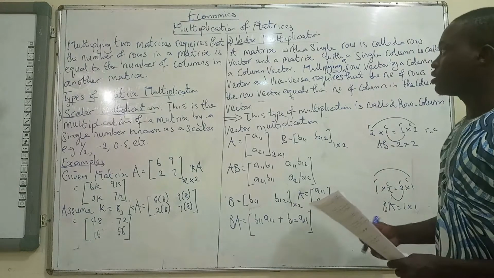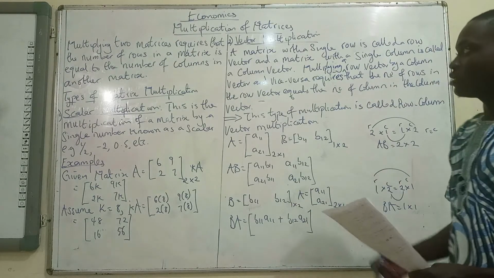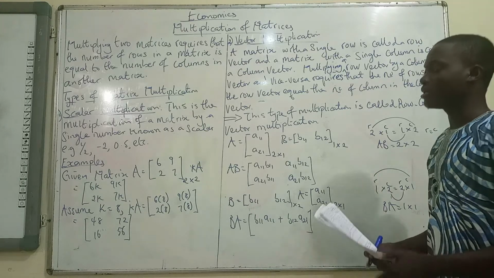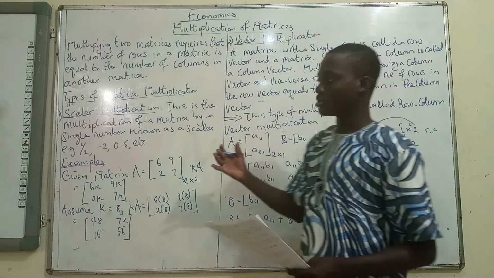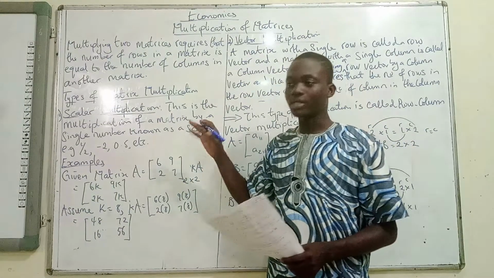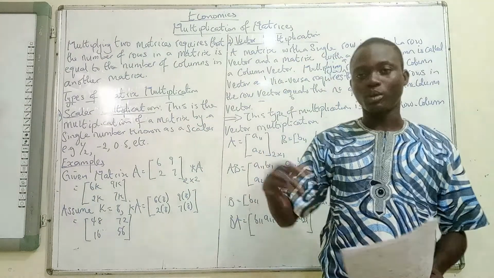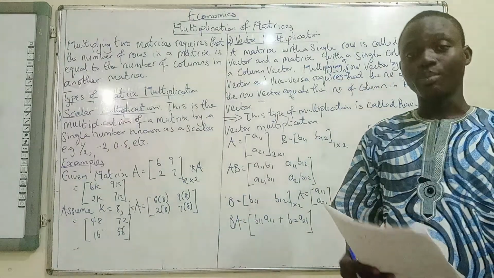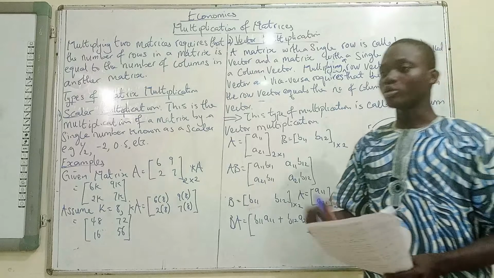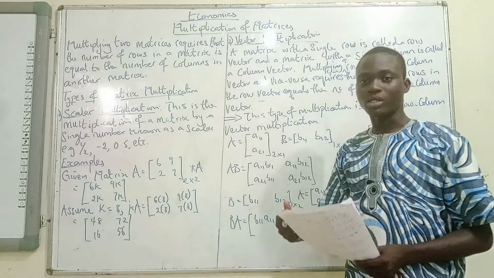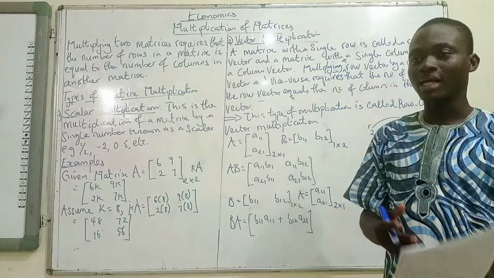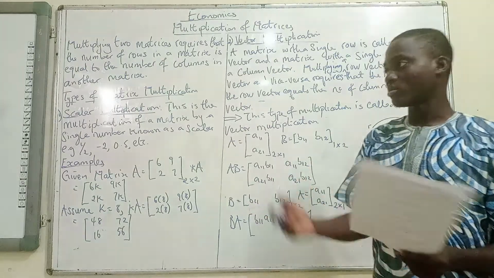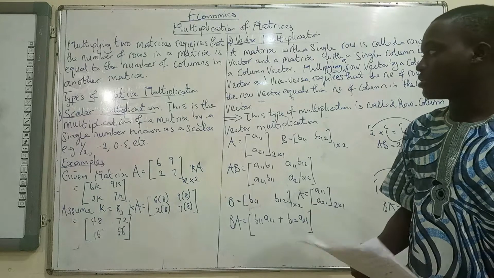So, getting to the business of the day, multiplying two matrices requires that the number of rows in a matrix is equal to the number of columns in another matrix. This is actually under a kind of multiplication of matrices, and we are going to get to that soon. But it is important to note that for you to do a kind of multiplication of matrices, you must ensure that the first matrix has the same number of rows as the columns in the second matrix, and or vice versa. Now, types of matrix multiplications.